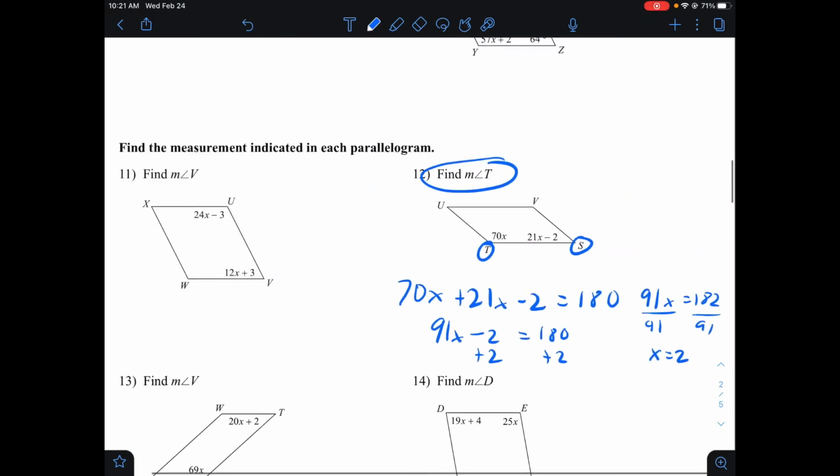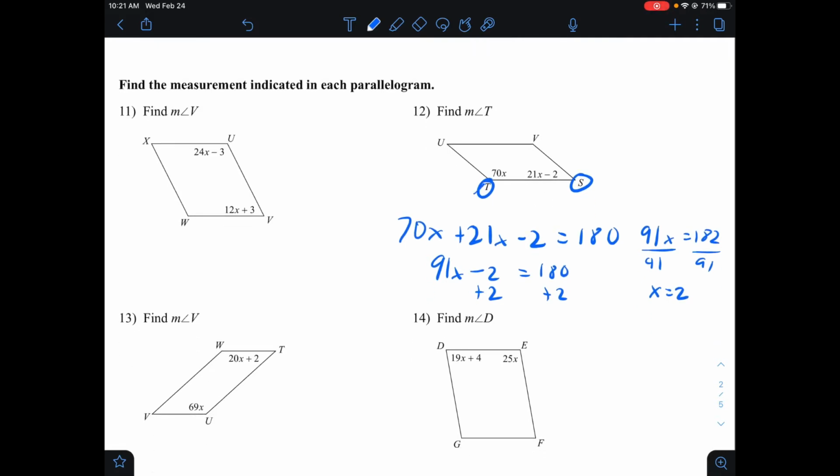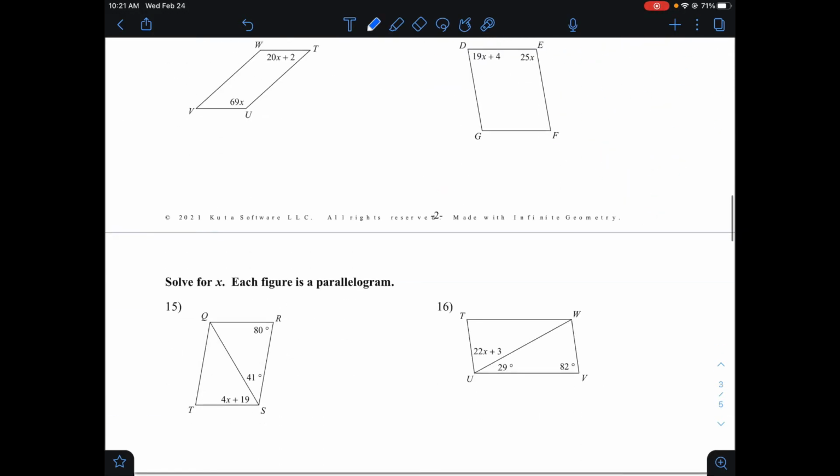But this is not our final answer. This is asking for the value of angle T. So now you've got to go back to angle T. Well, T is 70x, so you're just going to do 70 times 2, which is going to give us 140. So angle T is equal to 140 degrees. So make sure that for these you go and plug them back in.